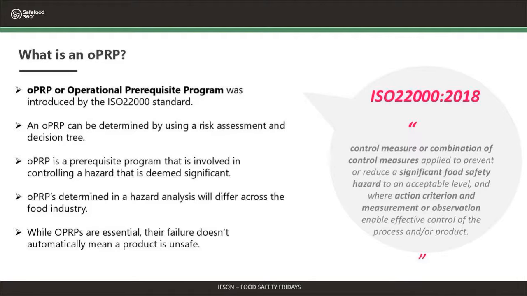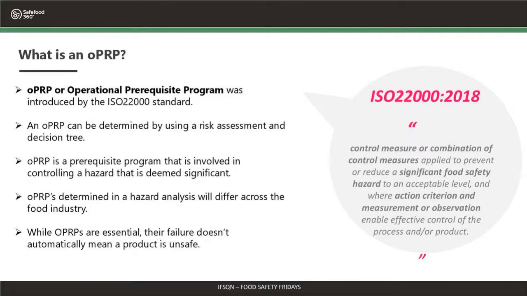So you may not have absolute control over your magnet, but further down the line, the hazard that you've identified, metal, will be dealt with at the metal detection stage. So that kind of helps you to understand an OPRP. They are dealing with significant hazards, but essentially failure of the magnet won't maybe automatically mean that a product isn't safe, because we've got metal detection further on.